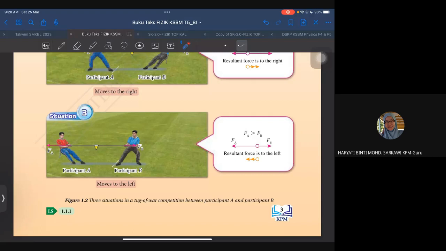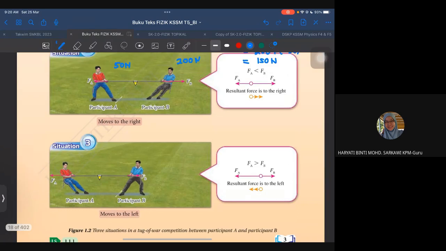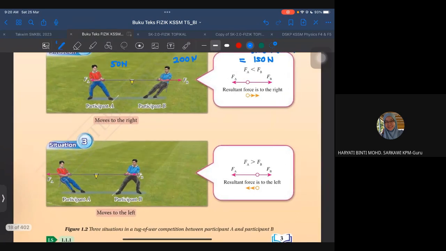Okay, opposite direction. So here it is obvious the flag moves to the left, because FA is more compared to FB. So the resultant force is, let's say we just give values, let's say here is 100 newton. This is 20 newton.